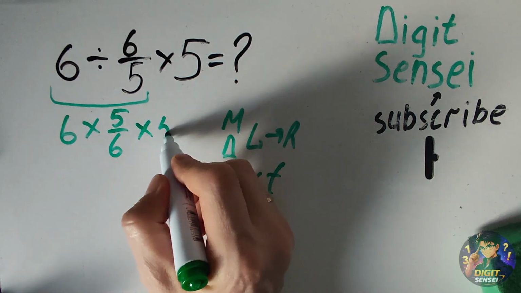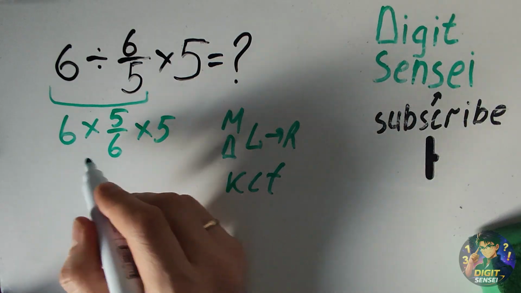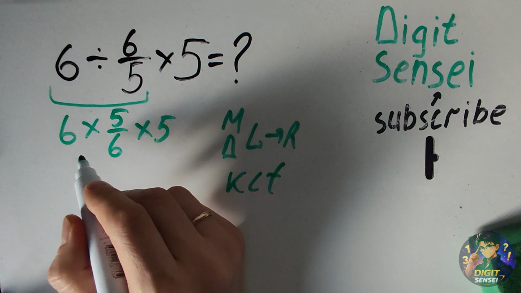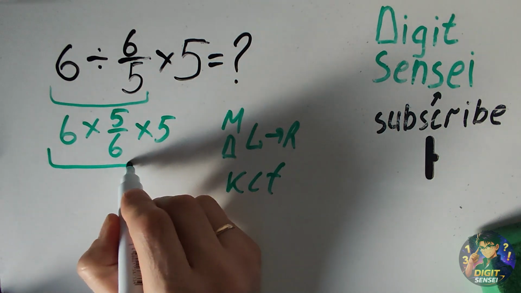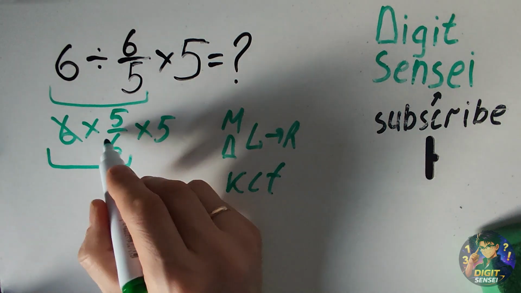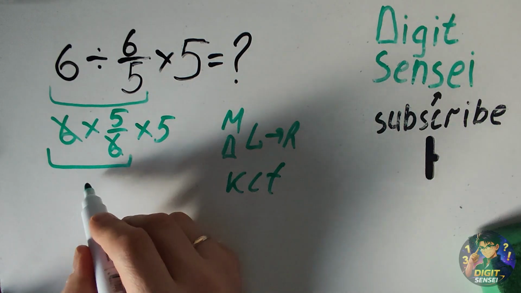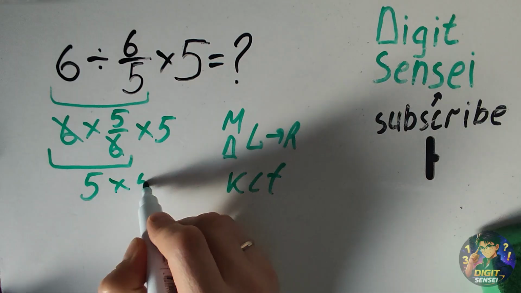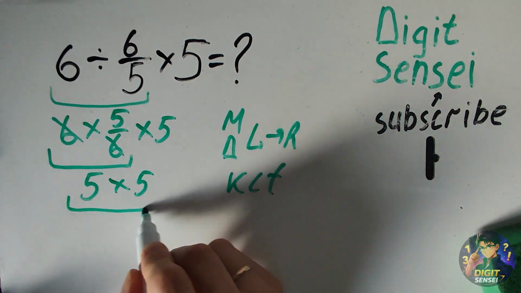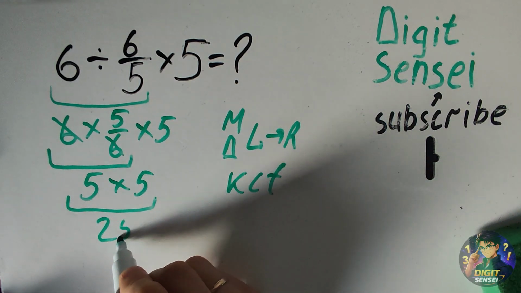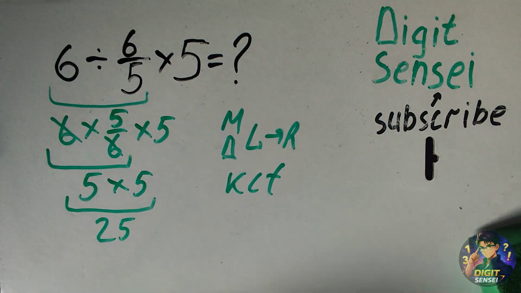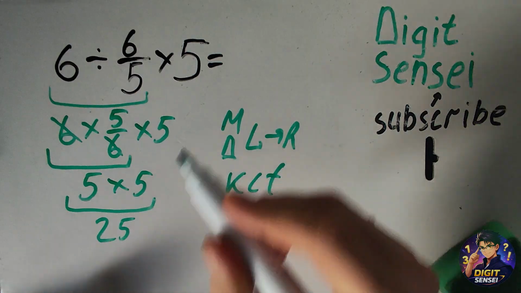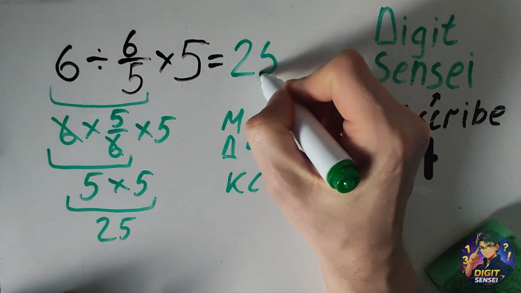Okay? So 6 times 5 over 6, then times 5. First we do this multiplication. We can easily cancel this 6 and this 6. So here we have just 5. And 5 times 5 gives us 25. And this is our final answer to this problem. The correct answer is 25.